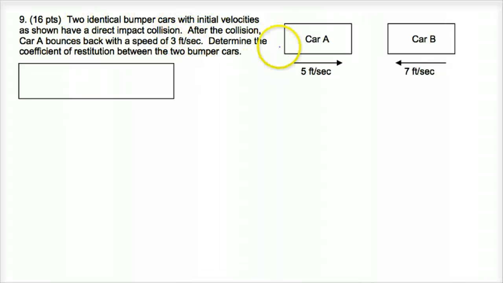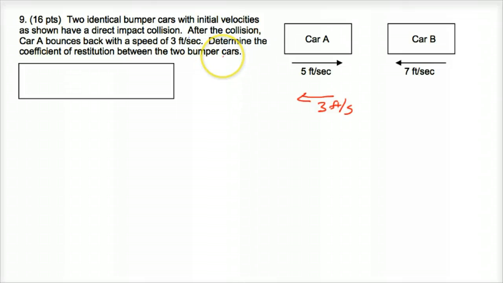Okay, problem number 9. Two identical bumper cars, initial velocities as shown, direct collision. After collision, car A bounces back with a given speed. So I'm going to draw that over here in red. So car A bounces back in the opposite direction, 3 feet per second. Determine the coefficient of restitution between the two bumper cars.